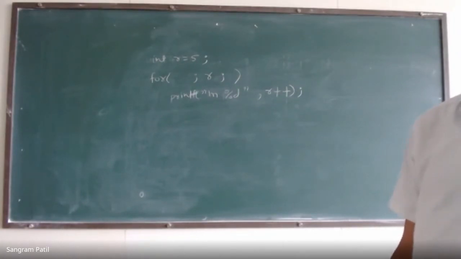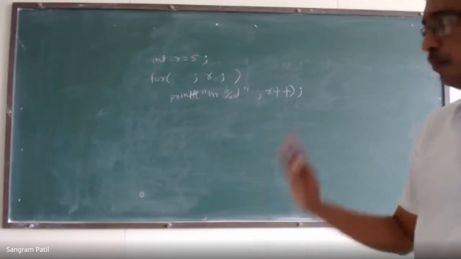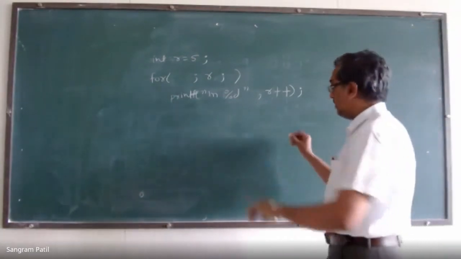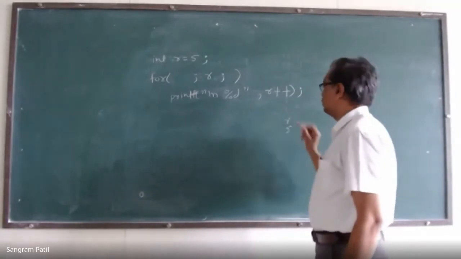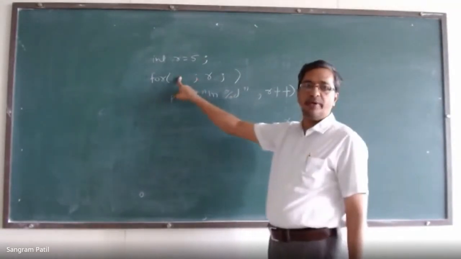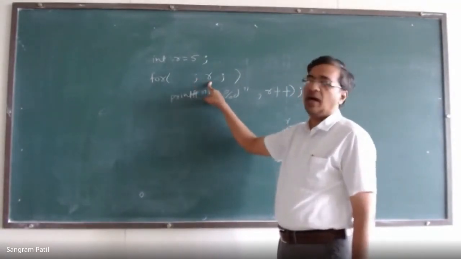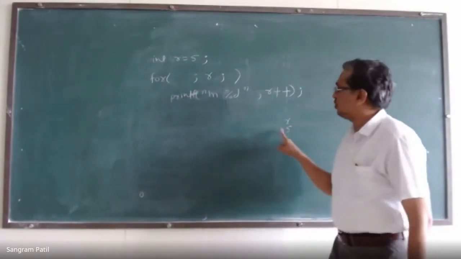Five, 6, dot, dot, dot. That is also an infinite loop. No. Okay. R is 5. Expression 1 is missing. R is non-zero. Yes. Value of R is non-zero.